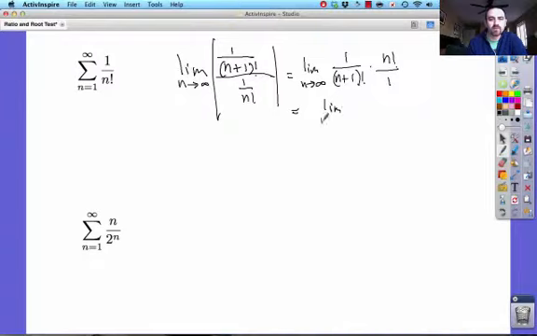So we're left with the limit as n goes to infinity of 1 over n plus 1. And this goes to 0. 0 is less than 1, so this series converges absolutely by the ratio test.